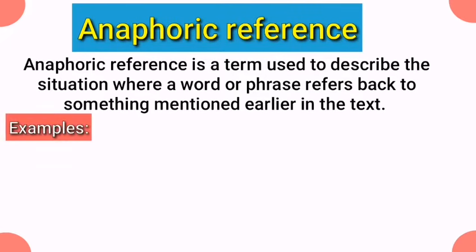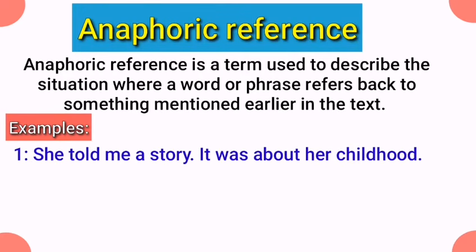Just look at these examples. She told me a story. It was about her childhood. Observe this example. Here the noun phrase, a story, is mentioned first and then in the next part we try to talk about the story. So, we have given reference to it with the help of the pronoun, it. So, this one is anaphoric reference, because first a noun phrase is used in a text and then for the noun phrase the pronoun is used.